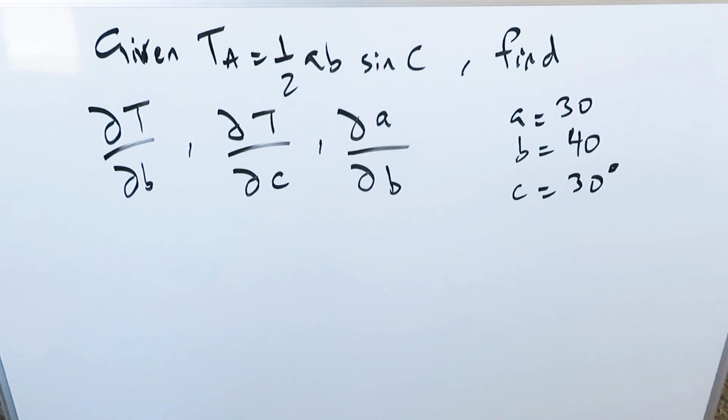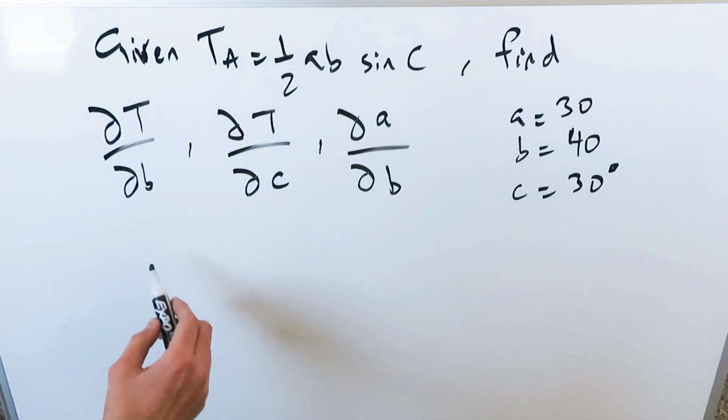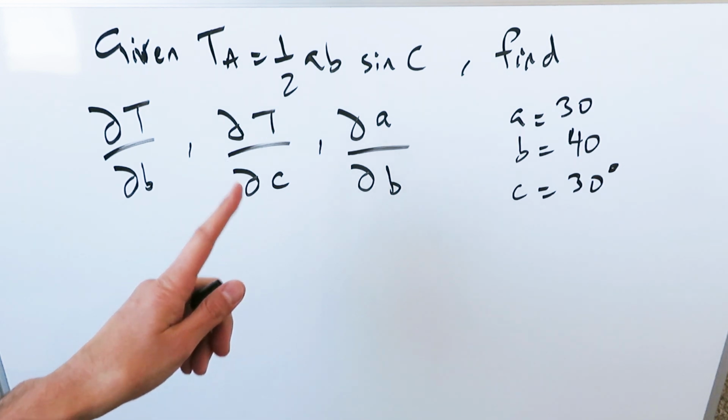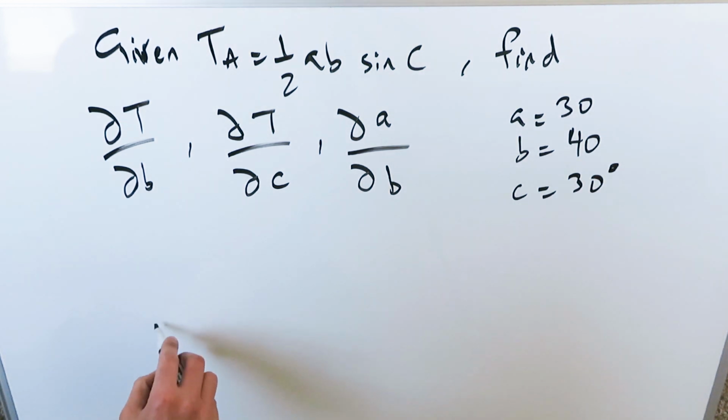We are looking here at a partial derivative application. In general, you know the area of a triangle is equal to half base times height, but there's also the other formula, half AB sine C. How does that come about?